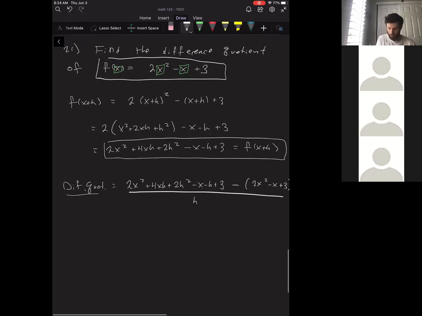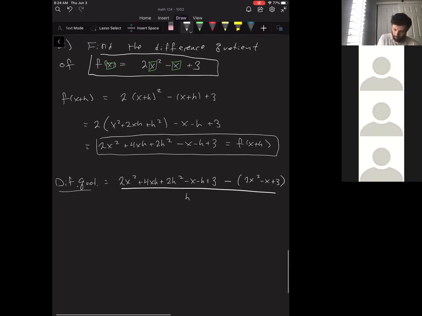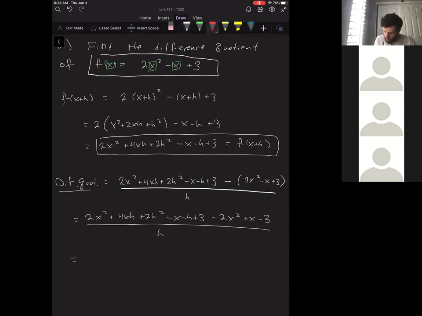So now let's see if we can cross out anything or simplify a little bit. So rewriting the top, let's distribute that minus sign. So we have 2x squared, just rewriting this beginning piece, 4xh, 2h squared minus x minus h plus 3 minus 2x squared. Now we have a plus x and a minus 3 all over h. So some things should cancel out on the top. So you notice here's a minus 2x squared, a plus 2x squared, a minus x, a plus x, a plus 3, a minus 3.